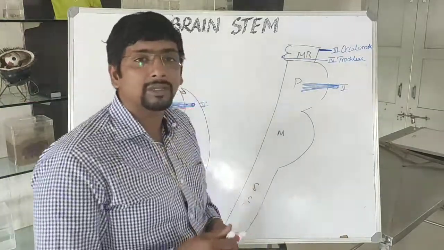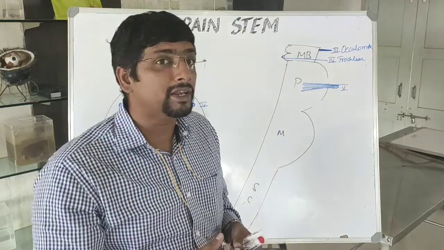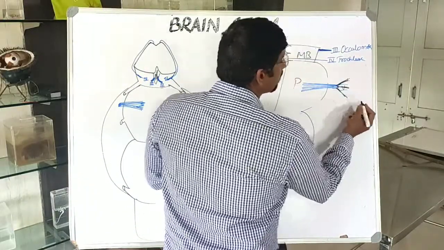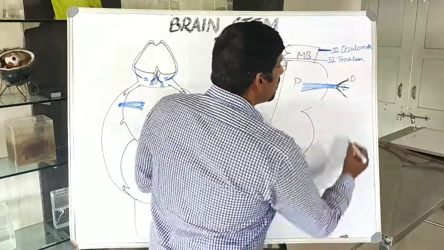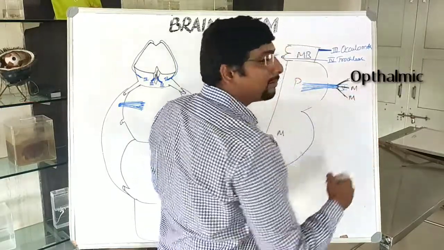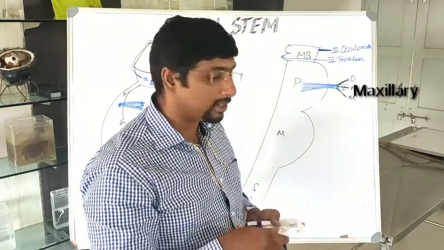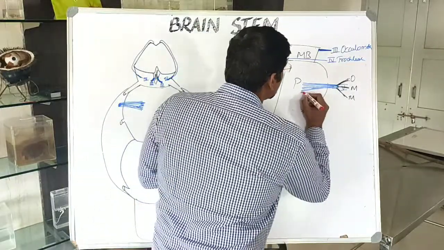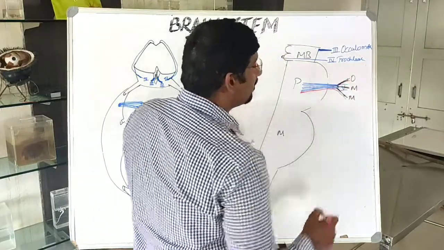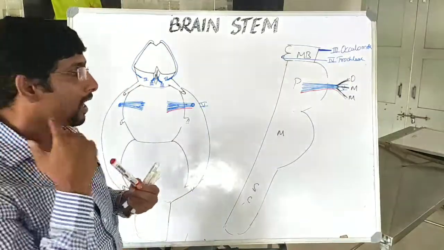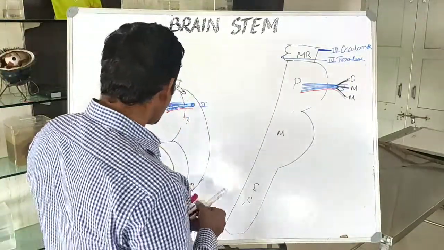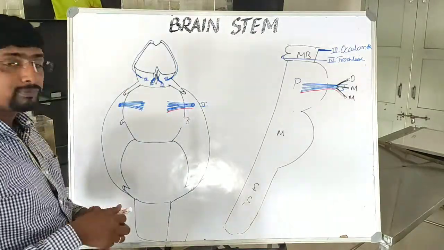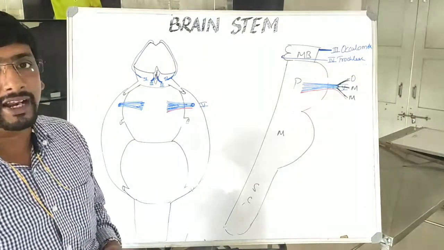Why is it called the trigeminal nerve? Because it has three main divisions. From here it goes to the first one, the middle, and the lower one. These are the ophthalmic branch, maxillary branch, and mandibular branch. So there is the sensory root, but the motor root is also present here, which runs along with the mandibular branch to supply the muscles of mastication. So third, fourth, fifth. Next is the sixth, seventh, and eighth cranial nerve.